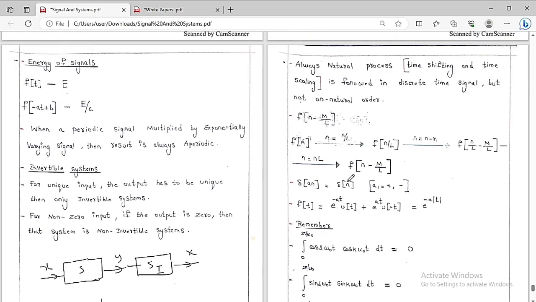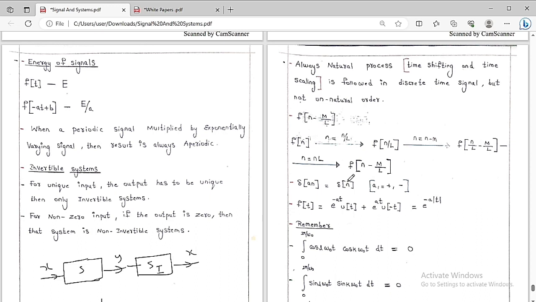Now the next important point is that the natural process, time shifting followed by time scaling, is followed in a discrete time signal, but not the unnatural method. As I already told you, whether it is the continuous time domain or the discrete time domain, always follow the natural process, which is time shifting then time scaling. In continuous time, you can follow the reverse, but you should take great precaution.